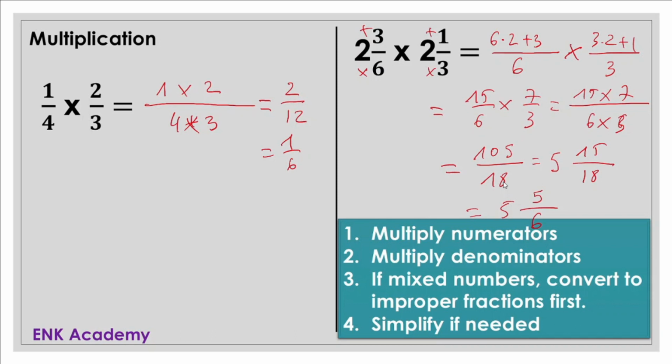So to multiply two fractions, you multiply the numerators, and you multiply the denominators. In case of mixed numbers, you convert them first into improper fractions, and then you multiply and simplify afterward if needed.